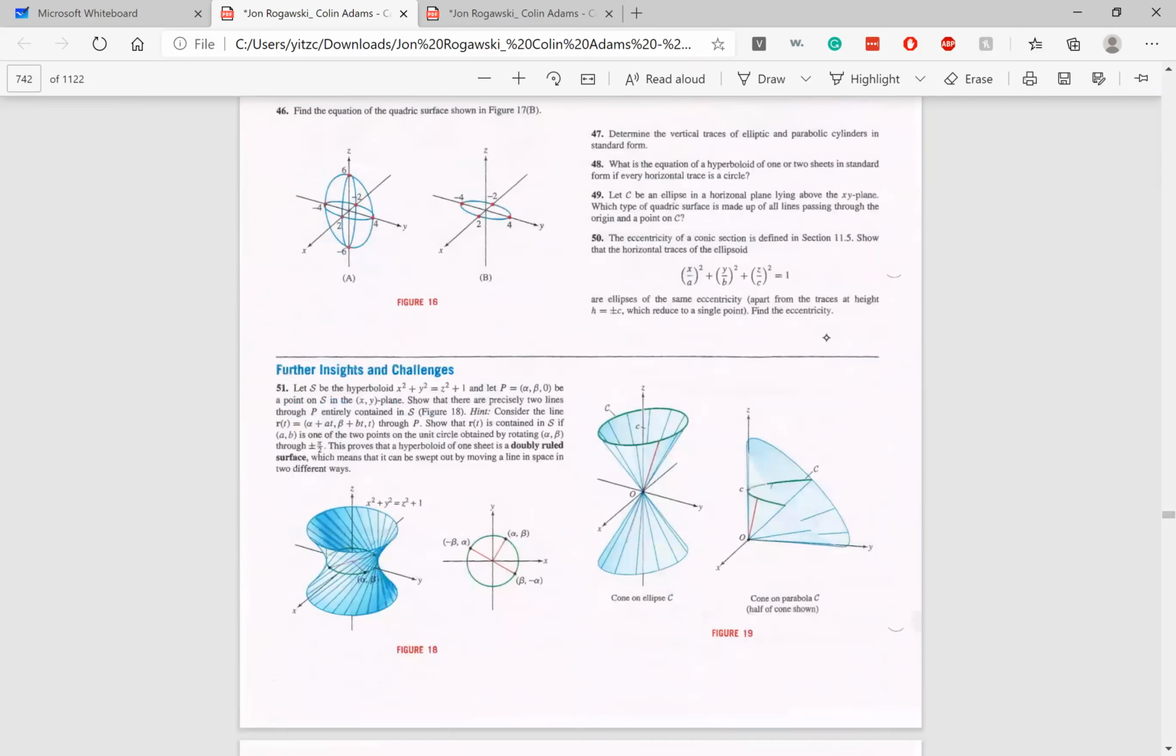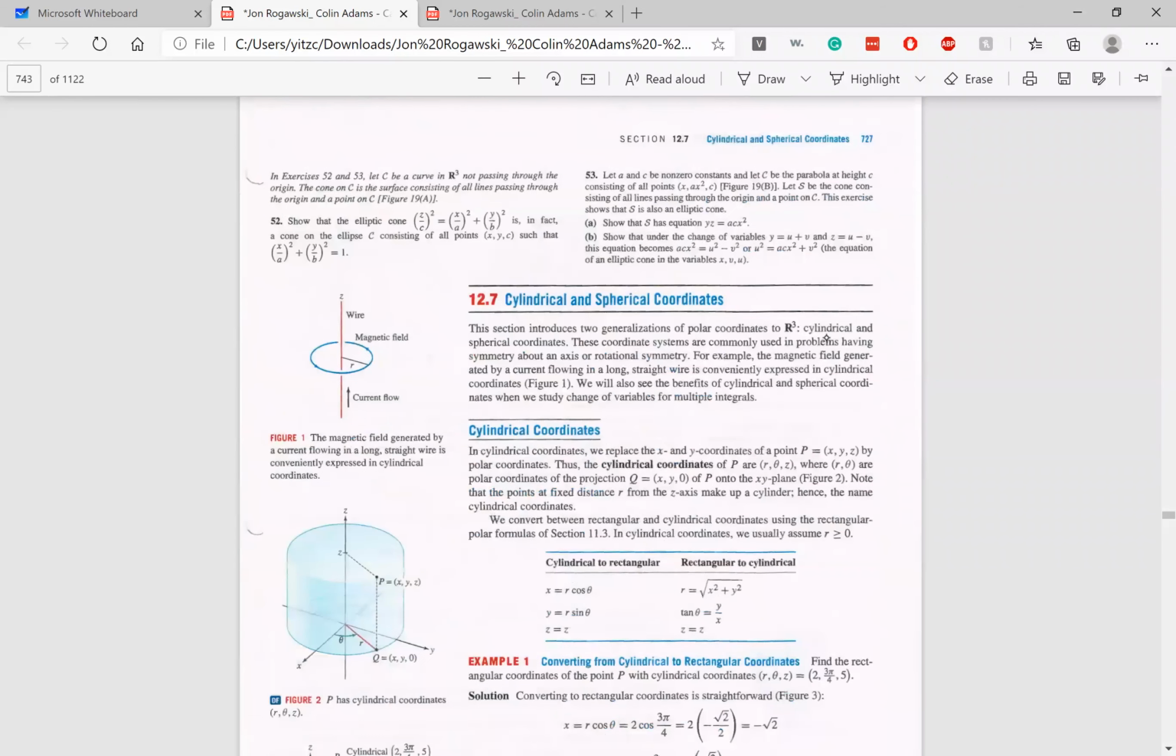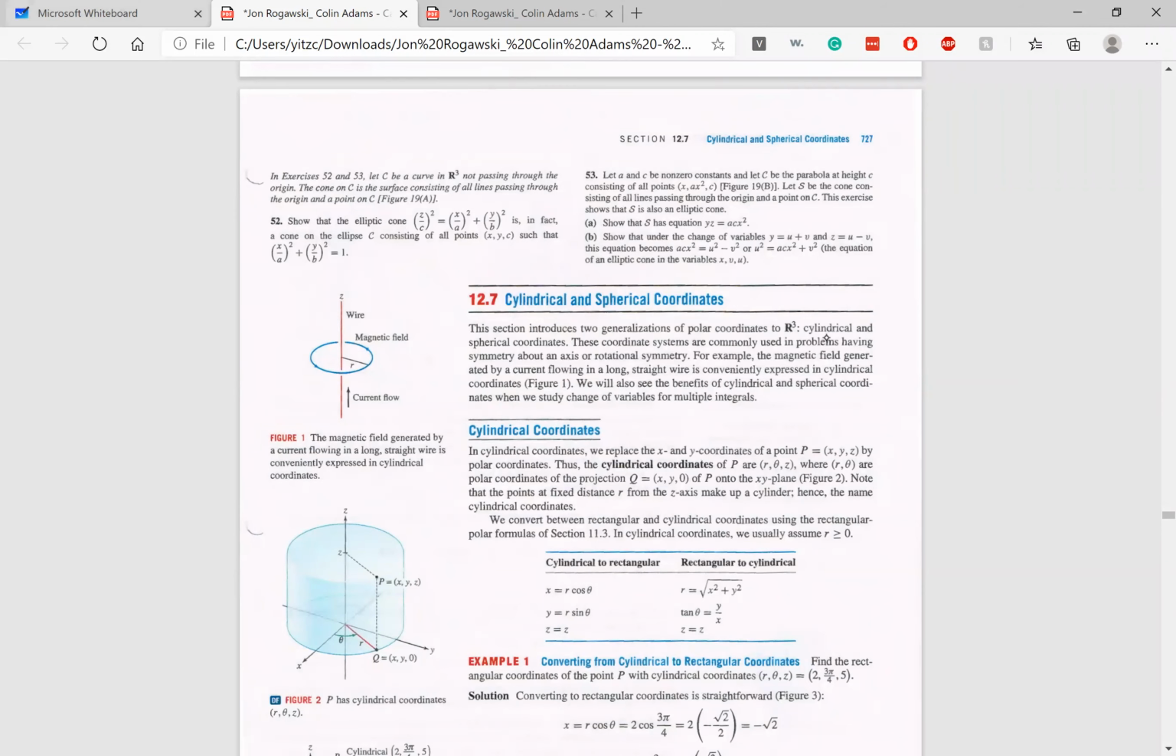Professor, last week I asked about general differences between parabola and hyperbola. Can you go over that?